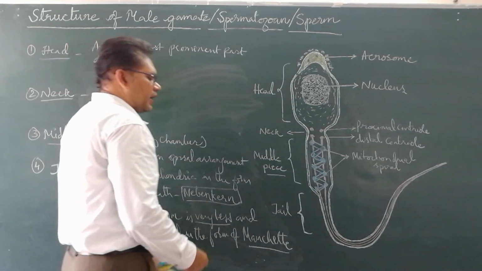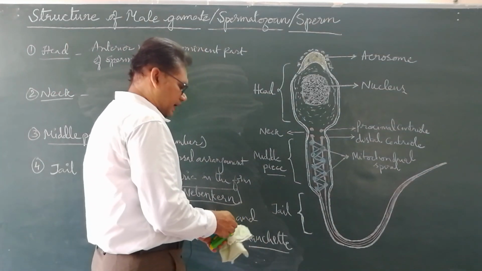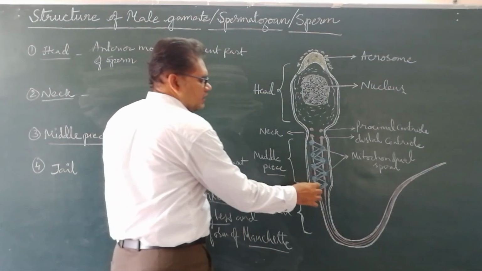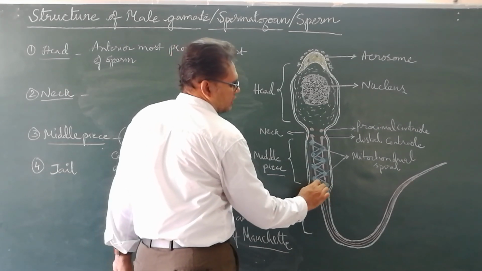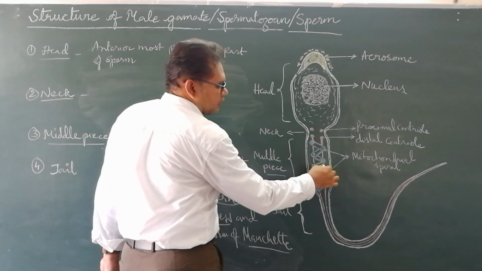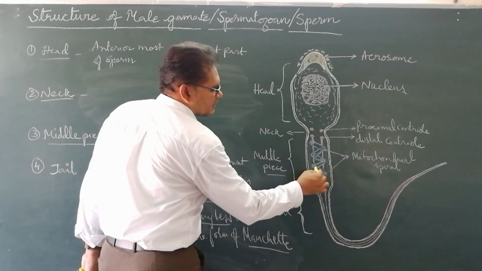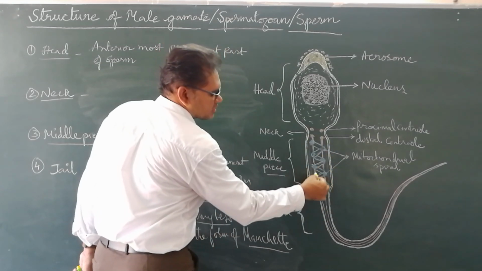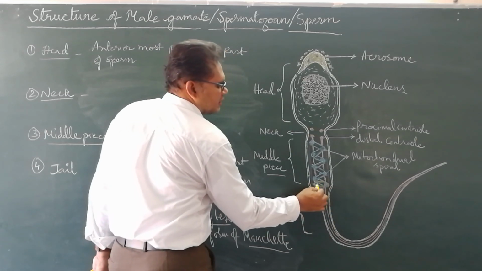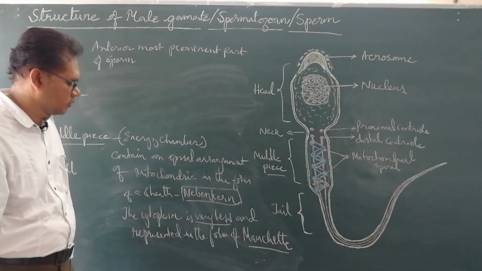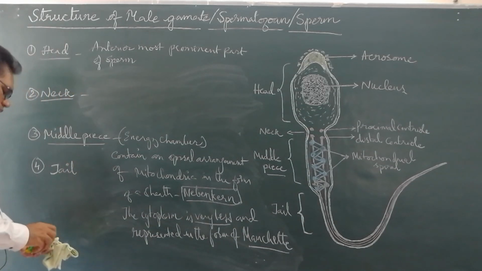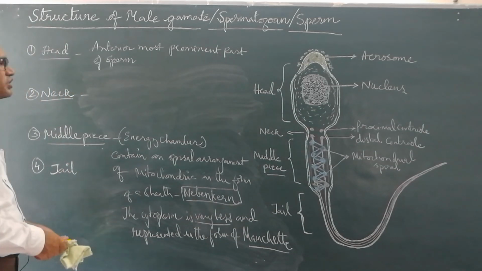It also has a ring centriole. Axial filaments from the distal centrioles pass through this ring centriole. The function is unknown. Okay. Now this is about the middle piece.